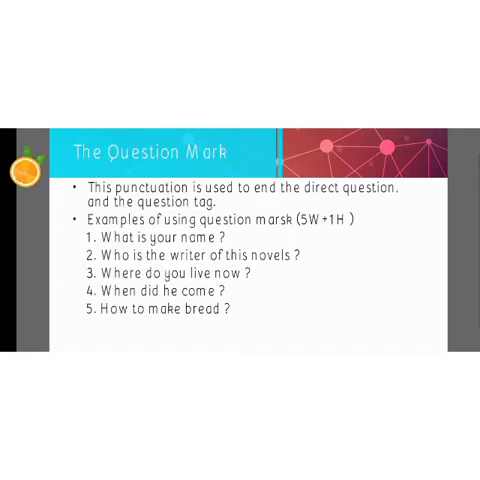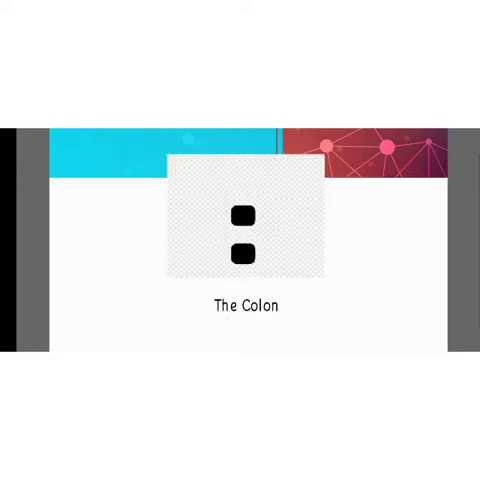The question mark. This punctuation is used to end a direct question and the question tag. Examples of using question marks: What is your name? Who is the writer of this novel? Where do you live now? When did he come? How to make bread? The image above is the colon symbol.